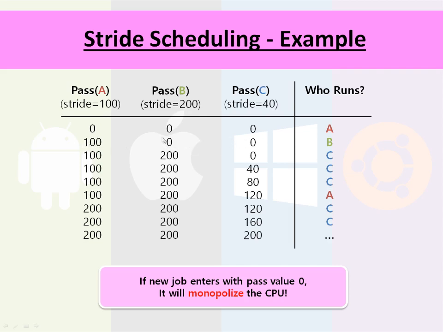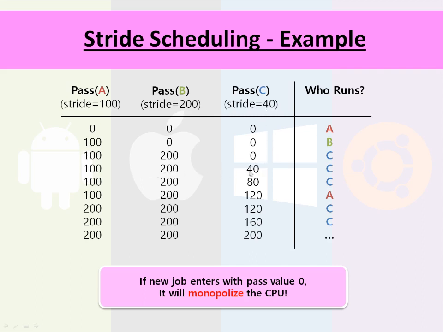So we pick between the lowest ones, which is 0 and 0, and we choose B. That's why B is here. And we update B with its stride value, so it would be 0 plus 200. So that's why there's a 200 here. Now, process A didn't change because we didn't run it, and process C didn't change because we didn't run it. So now we have 100, 200, and 0. So you pick the lowest one, which is the 0, and we once again update 0 plus stride, which is 40. So that's what we get there.